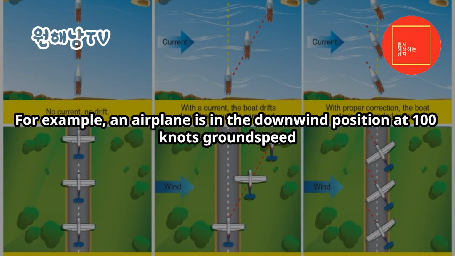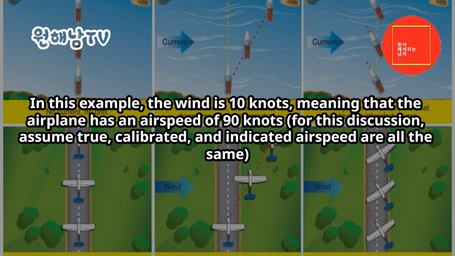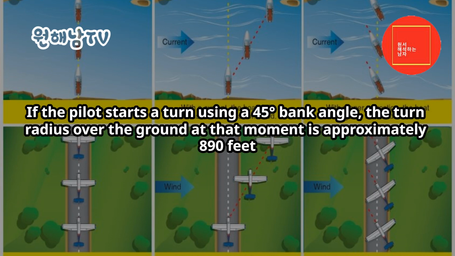For example, an airplane is in the downwind position at 100 knots ground speed. In this example, the wind is 10 knots, meaning that the airplane has an airspeed of 90 knots. For this discussion, assume true, calibrated, and indicated airspeed are all the same. If the pilot starts a turn using a 45 degree bank angle, the turn radius over the ground at that moment is approximately 890 feet.